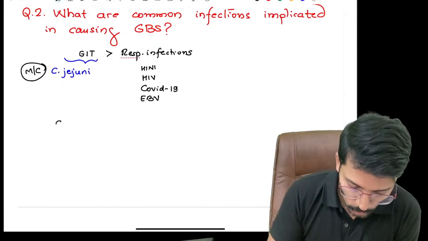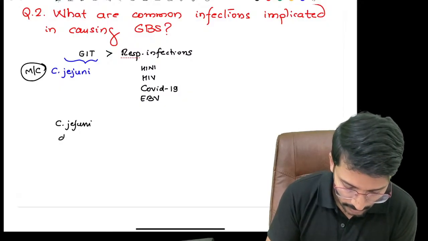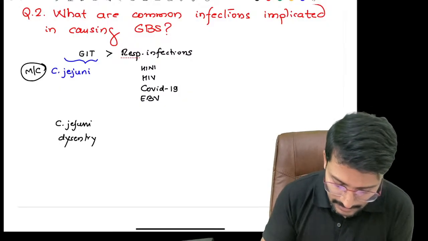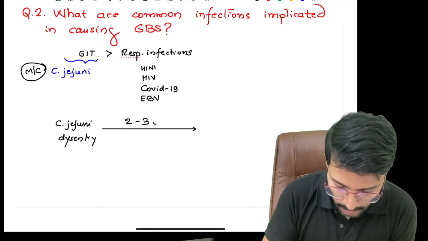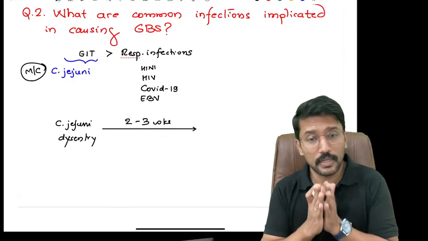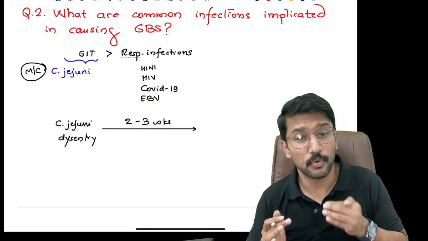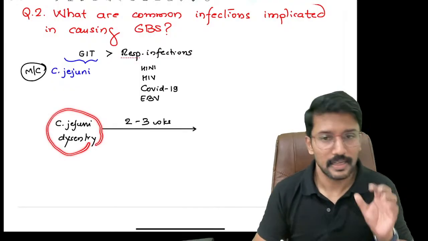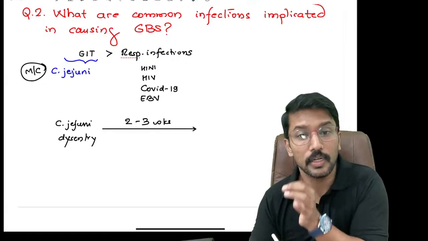Now, what is the natural course of the disease? Typically, what happens once you have the Campylobacter jejuni infection? Campylobacter jejuni dysentery takes around 2 to 3 weeks. During this period, probably because of molecular mimicry, the body starts producing antibodies. The antibodies are supposed to destroy the Campylobacter jejuni, but because of molecular mimicry, they start damaging your neurons.